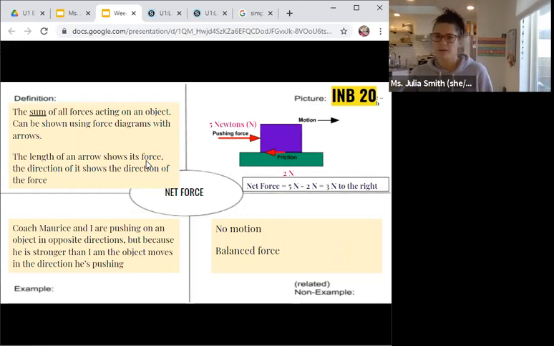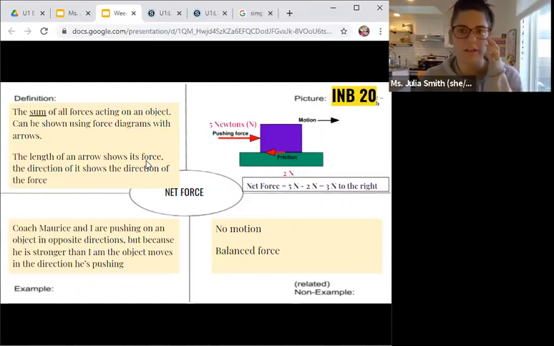This one we're going to spend a little bit of time on because I really do want you to have an understanding of net force. Net force is a new term for us. We use net force to calculate motion and predict motion. So net force is the sum of all the forces acting on an object. And we use force diagrams to show net force. Force diagrams are great because they help us visualize the problem.